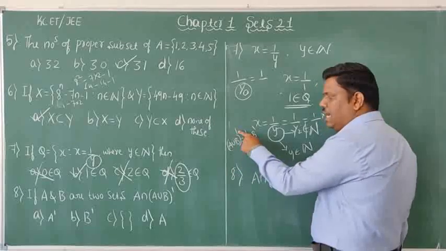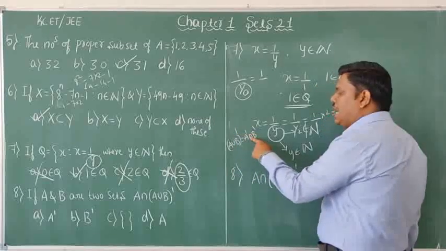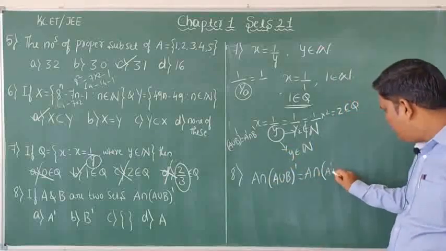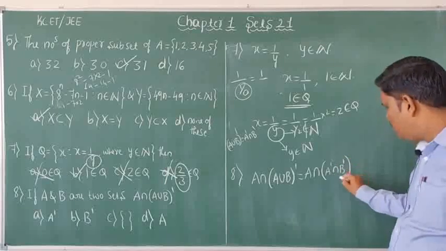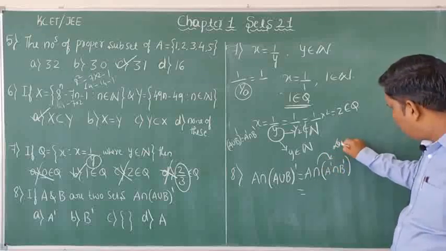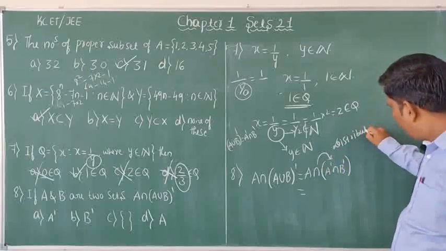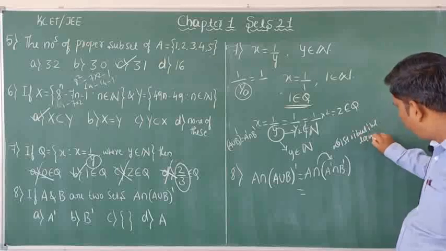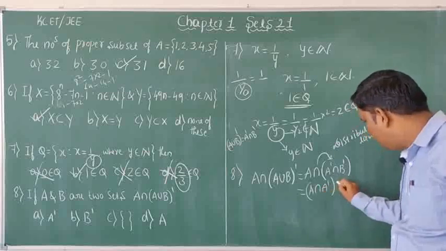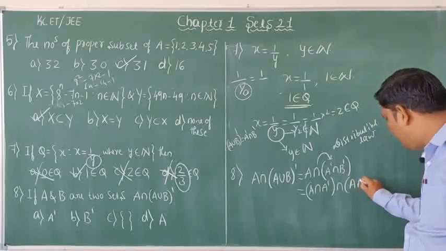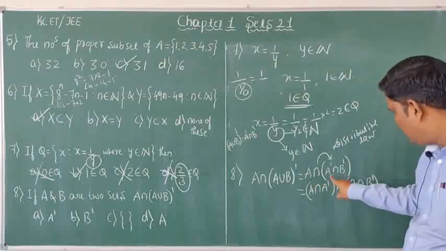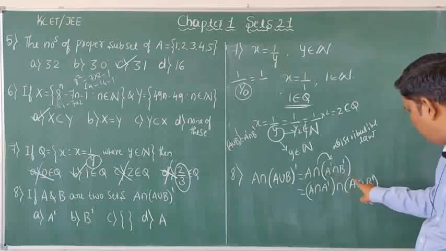Here union and its complement, here complement and its intersection. So A dash intersection B dash. That's equal to, now observe, distributive law. That is A intersection A dash, intersection A intersection B dash. A intersection A dash, then intersection A intersection B dash.